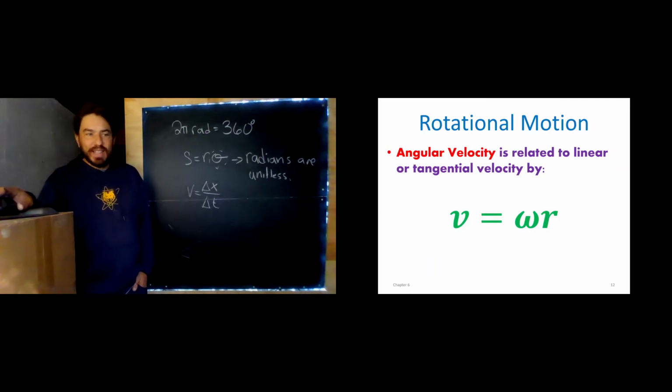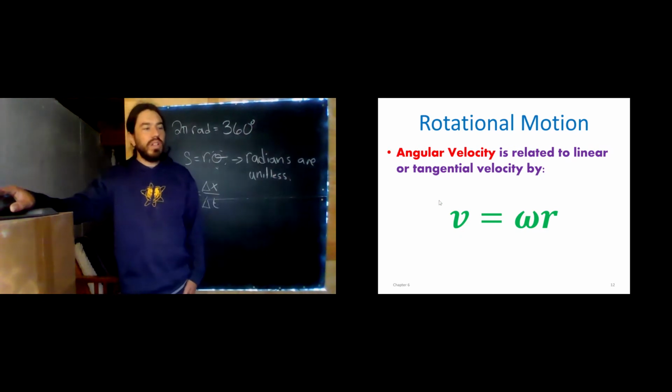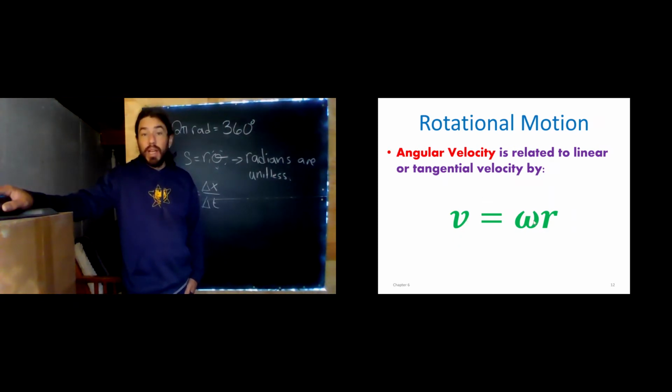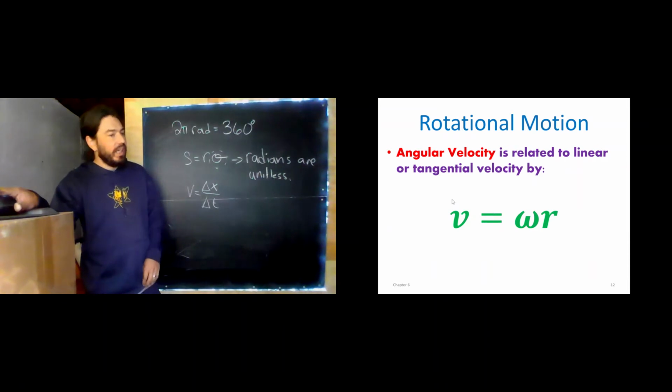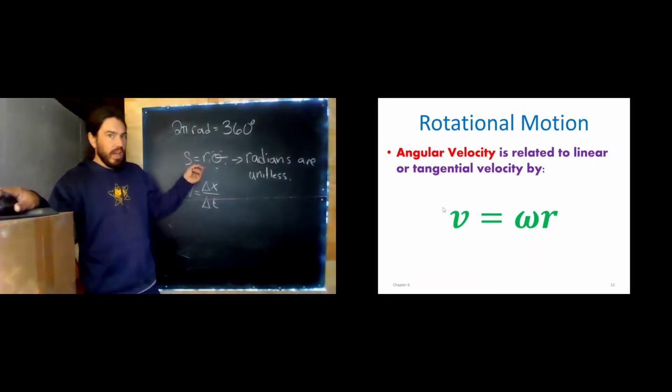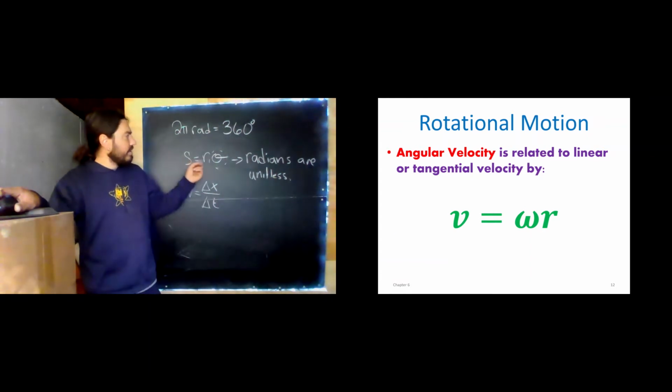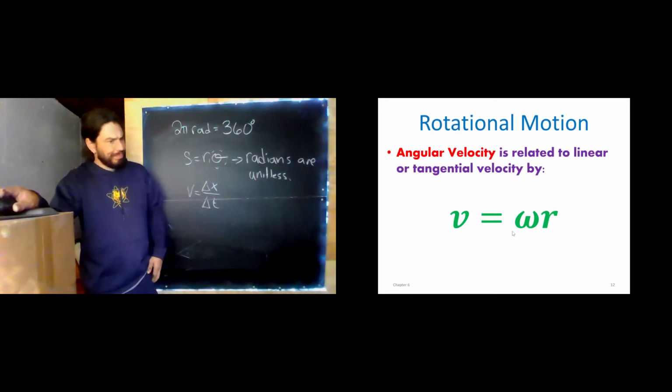We can relate these things with this equation. If we wanted to know the tangential velocity, we could just multiply the angular velocity by the radius. Notice that this equation here in green on my PowerPoint comes straight out of this equation right here. For those of you that have had some calculus, if you took a derivative of both sides, we would end up with V equals R times omega.